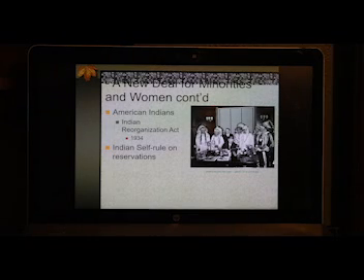Basically, the Indian Reorganization Act of 1934 returned land and community control to tribal organizers and provided for Indian self-rule on the reservations.